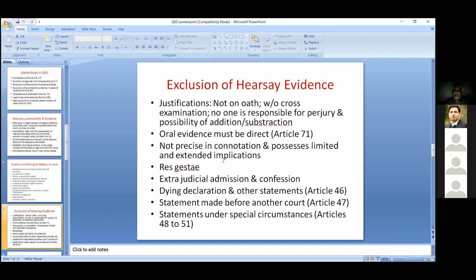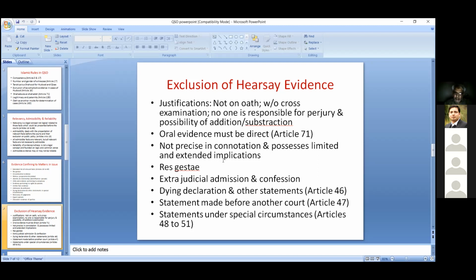But when admission or confession is made out of the court, then that is not direct evidence, that is indirect evidence. So this could also be considered as hearsay evidence. Dying declaration and other kinds of statements mentioned in Article 46 are illustrations of exceptions to hearsay evidence.